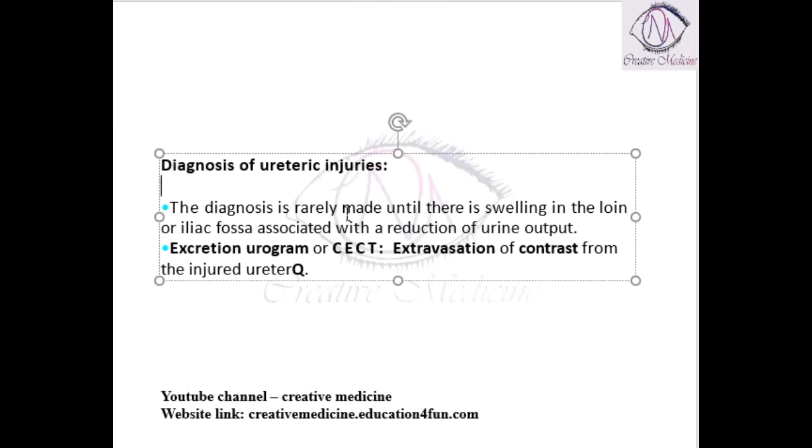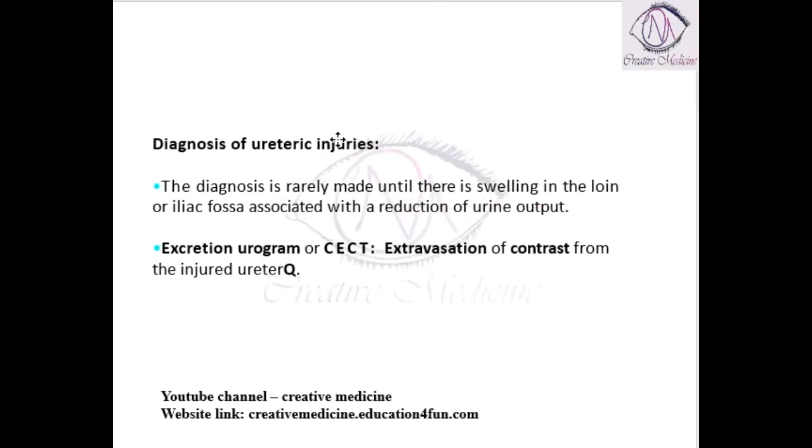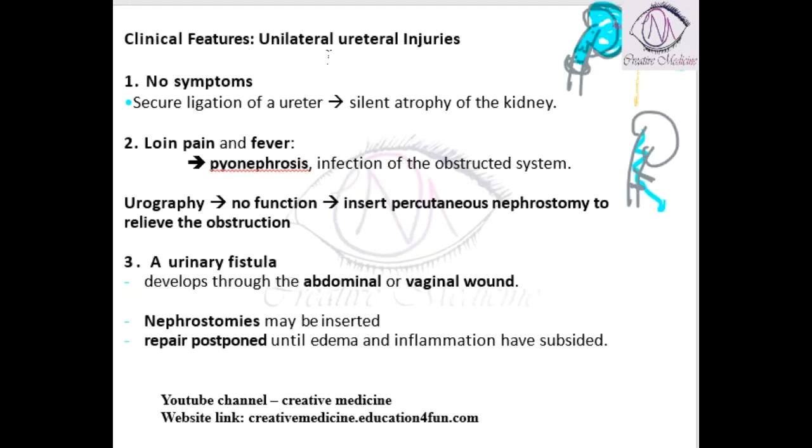The diagnosis of ureteric injury is rarely made until swelling of the loin or iliac fossa is seen along with reduced urine output. Most cases of unilateral ureteral injuries have no symptoms because the other kidney is functioning completely normally. So there won't be any compromise, because the other kidney will function to its full extent to compensate for the decreased function of this kidney. As a result, symptoms are absent unless there is some infection or fistula formation.